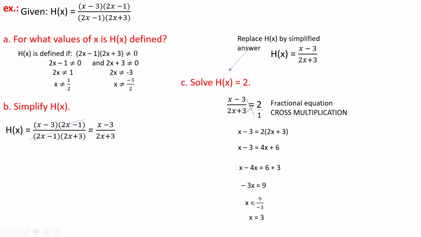Now I write my answer, which is x equal 9 over minus 3. Of course, here I have a typing mistake. This is x equal minus 3. So this should be minus 3, and always I put my solution in a box.